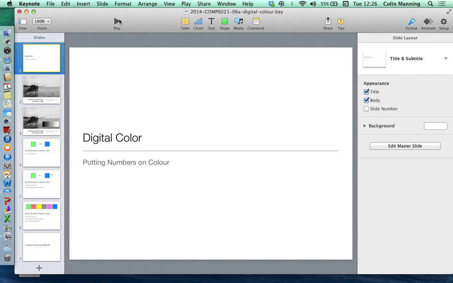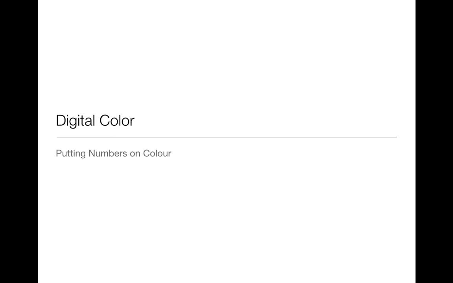Now I want us today to start thinking a bit about color and how color works. Because obviously most of the images we use are in color. And color is a bit more complex. In order to digitize something, in order to represent something numerically, we have to put numbers on it. And to put numbers on it, we have to put order on it.